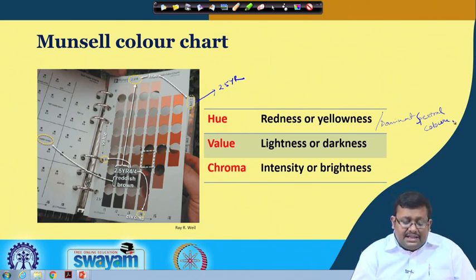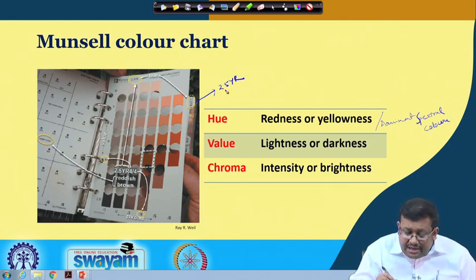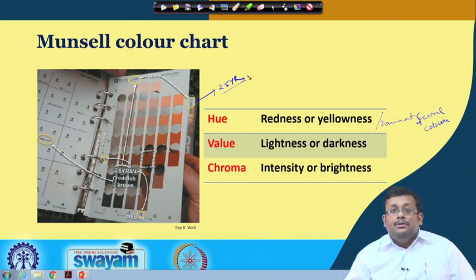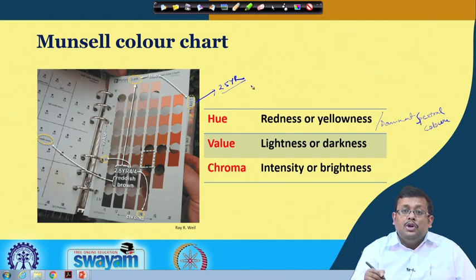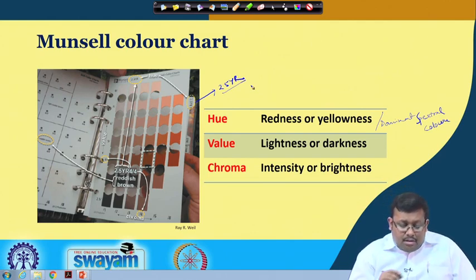So, hue basically shows the redness and yellowness of a soil and represents the dominant spectral color. The second one here, 2.5R, is a specific hue which is somewhat intermediate between yellowness and redness.